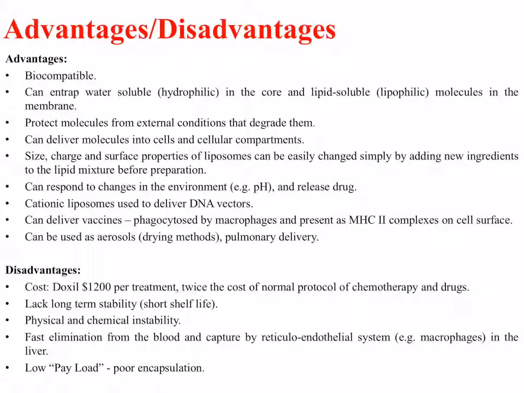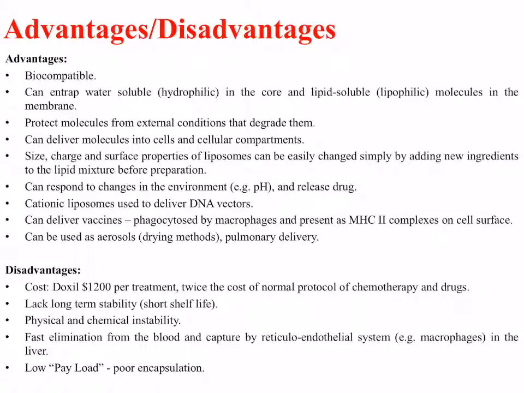The major disadvantage, however, is cost, and this has been seen previously with molecules like doxorubicin. So this product called Doxil, with doxorubicin, is extremely expensive, twice the cost of a normal chemotherapeutic regime. They often lack long-term stability on the shelf, so they can be quite unstable, again with physical and chemical instability. They can sometimes be eliminated rapidly from the blood if captured by macrophages, and in some cases they don't get a lot of encapsulation compared to some of the other polymer delivery methods.